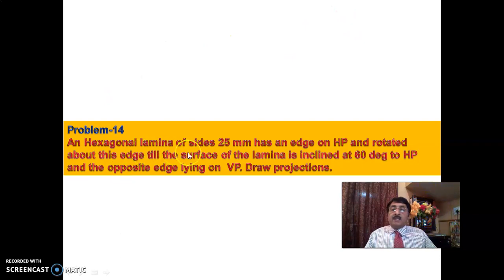See here, there is a hexagonal lamina of size 25 has an edge on HP. Okay, that means you take edge position. I told you for hexagonal lamina, edge position is different, corner position is different. Now we are doing only edge position problems. Okay, 25 has an edge on HP and rotated about this edge till the surface of the lamina is inclined at 60 degrees to HP and the opposite edge lying in VP.